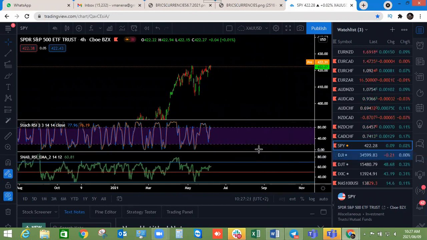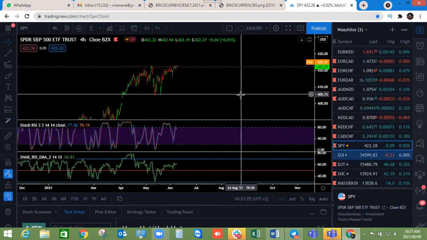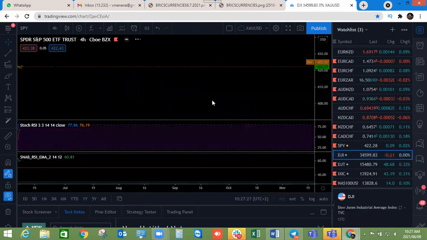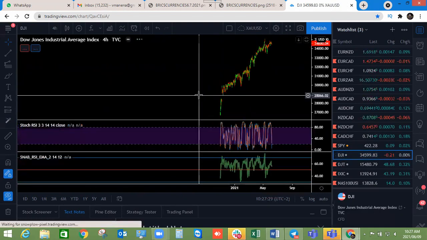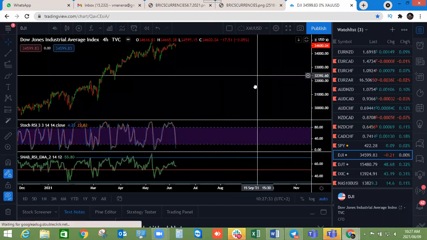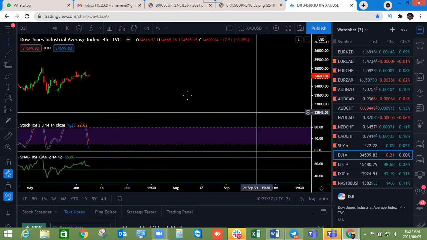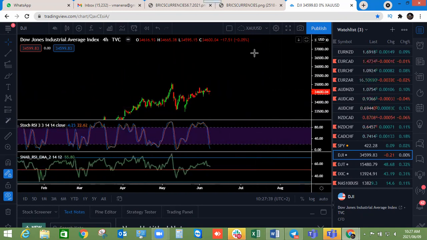Dow Jones. Let's look at the Dow. So the Dow, looking likely for a drop here. We should see the Dow do this. That's the structure we're expecting on the S&P 500, that this drops and then makes a move to the upside.